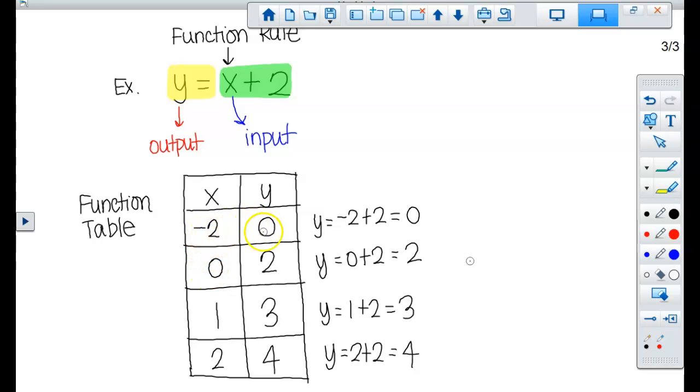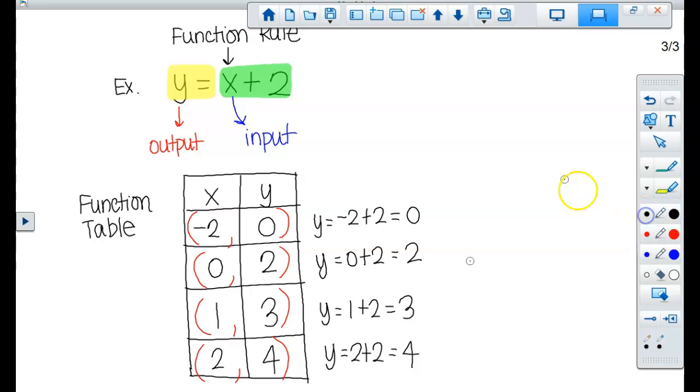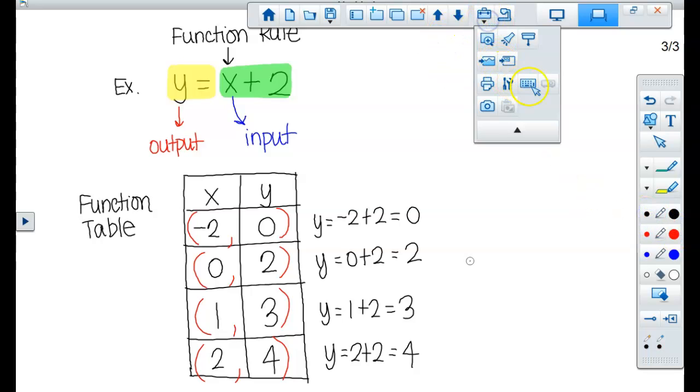Now when you look at this table, what I want you to realize is that when we have negative 2 connected with 0, what we actually have is an ordered pair. We've just made an ordered pair. When we connect 0 with 2, there's another ordered pair. 1 with 3, and then 2 with 4. And once we recognize that we have just made a table filled with ordered pairs, the next step we could take is to actually graph this.